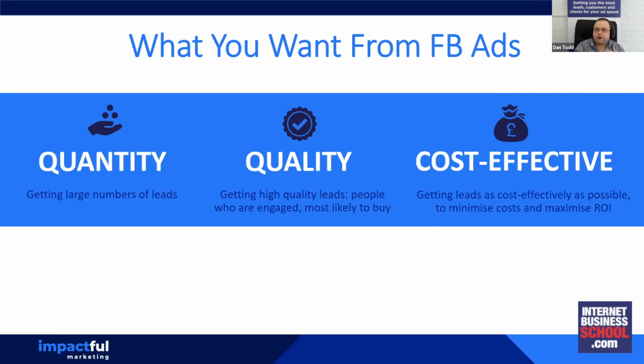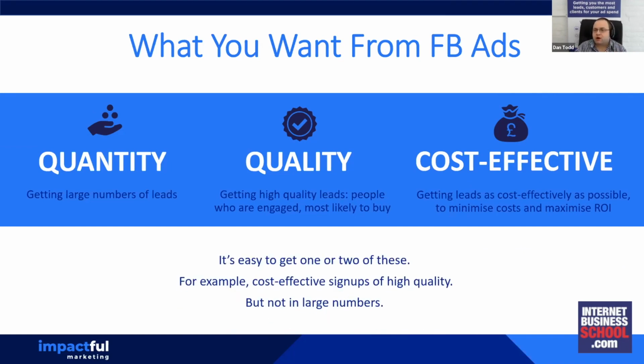So the thing about these three amazing things that we all want to achieve is it's easy to get one or two of them. So it's easy to get a large quantity of leads cost effectively, but it's difficult to get quality too. So again, you can only get two of them. Some people struggle and maybe get one of those, so they get large numbers, but the quality is not there, and it's costing them far too much. So it is difficult to get all of these simultaneously, but it's not impossible.